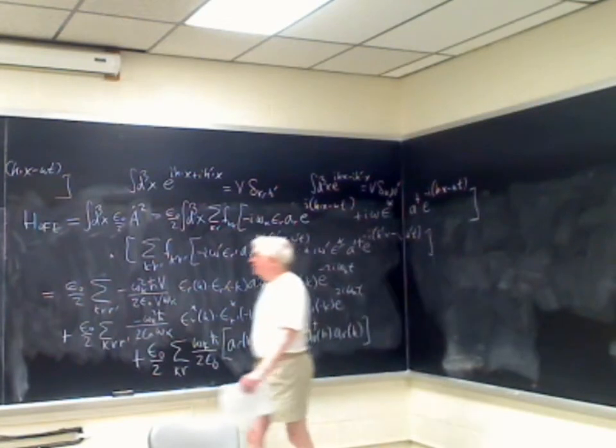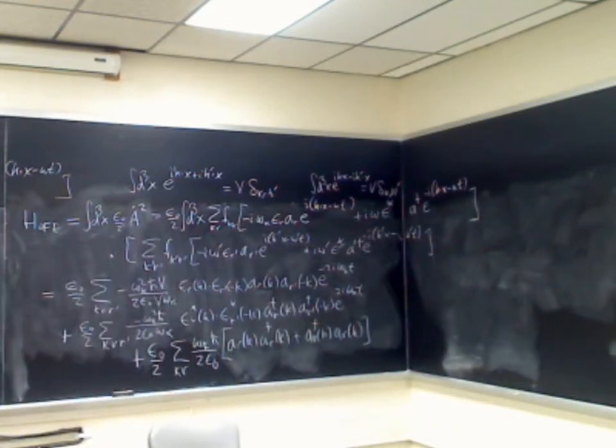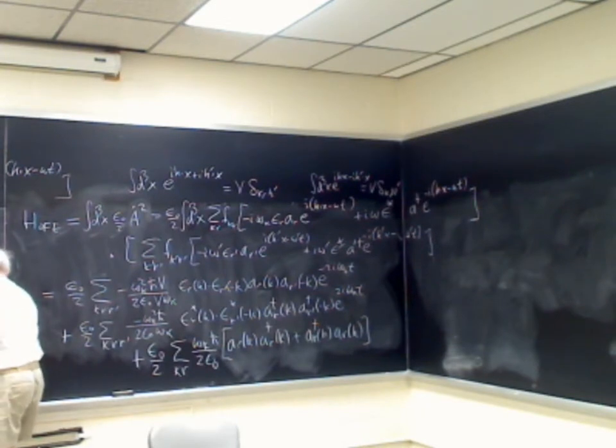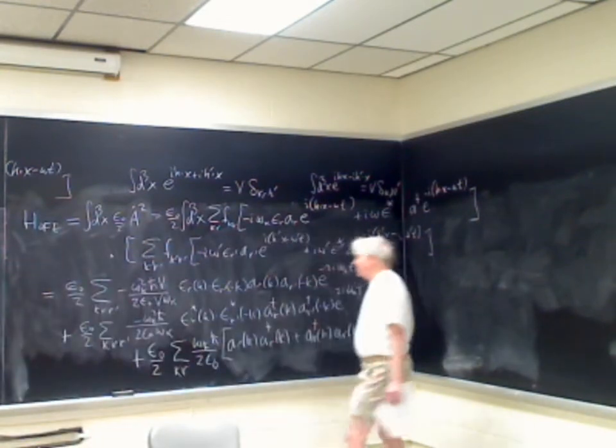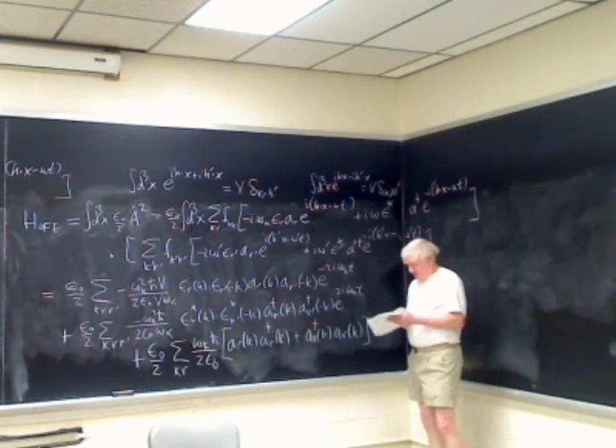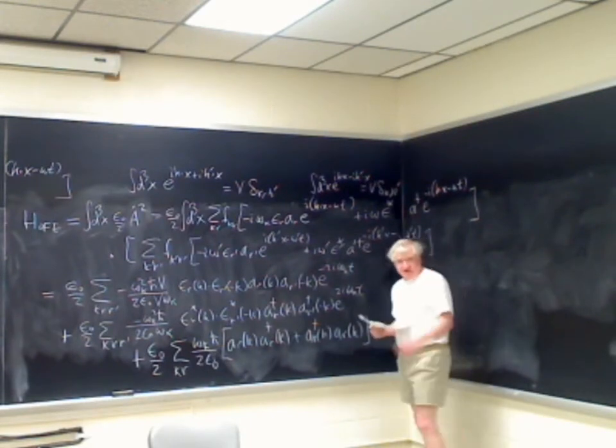What I used here to get there is that ε₁(k) dot ε₂(k), well, of course, is 0, and in fact, more generally, ε_r(k) dot ε_r'(k) is delta r r'. Okay, so that's where we are with the electric field squared.